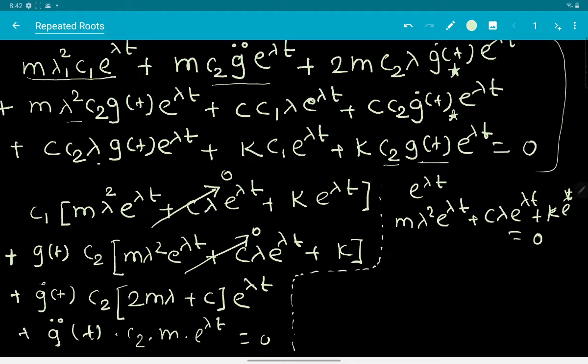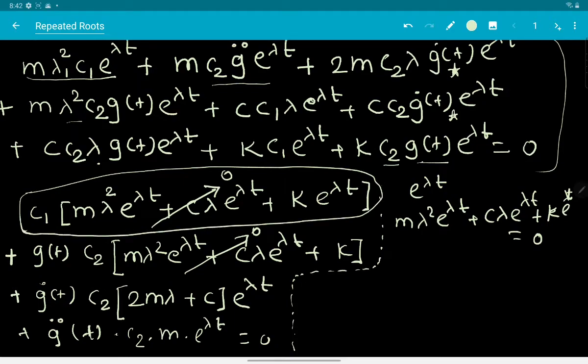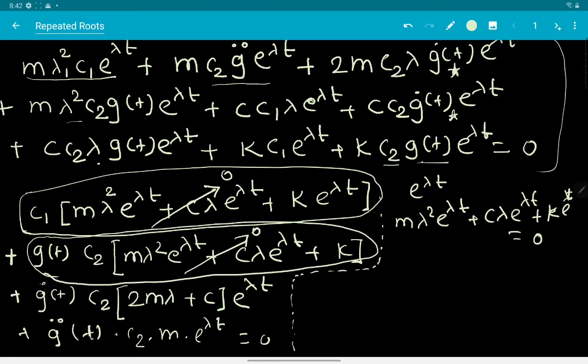Essentially, if this bracket is going to go to 0, this entire term is not going to contribute, because this entire term will be 0. Since this bracket is going to be 0, then this term is also not going to contribute, and this is also going to go to 0. Now we'll be left with only these two sets of terms. Let me write this down again. The first set is g dot of t times c2 times 2m lambda plus c into e raised to lambda t.